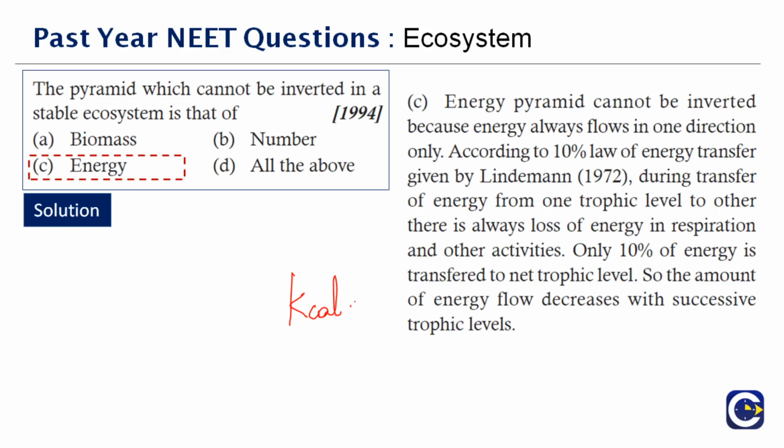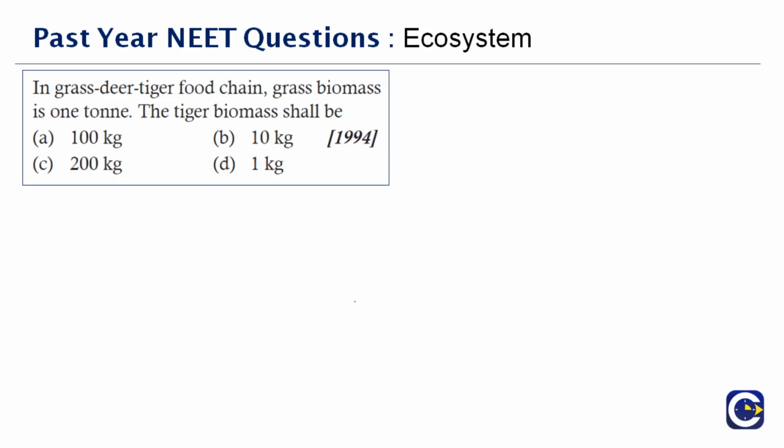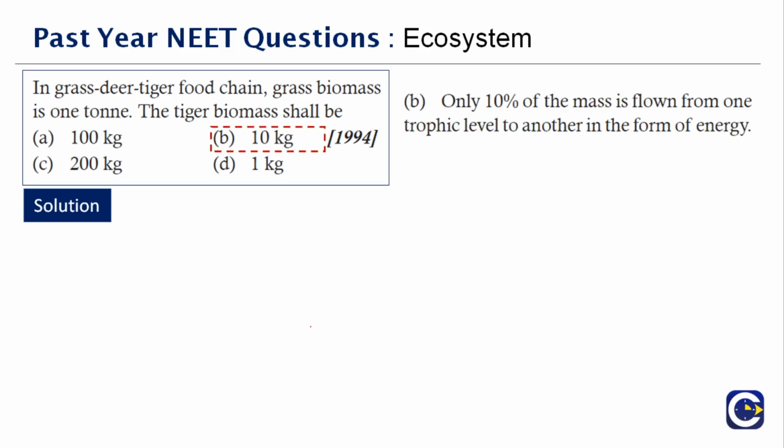Okay. Next question here. In a grass-deer-tiger food chain, grass biomass is 1 ton. The tiger biomass shall be dash. See, only 10% of the mass is flown from one trophic level to another in the form of energy. So the answer is 10 kg. So it's only 10%. Therefore, the answer is 10 kg because we already discussed it.